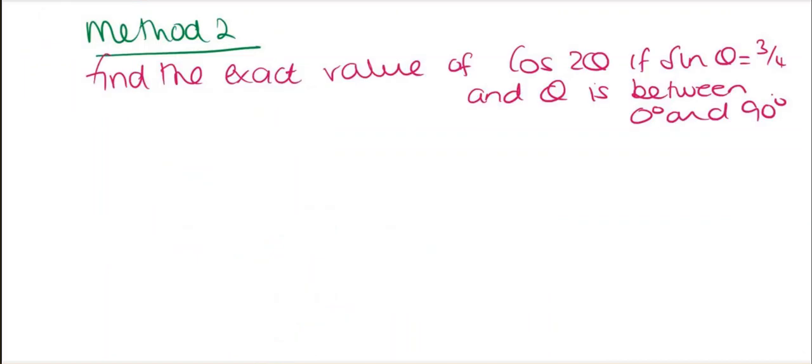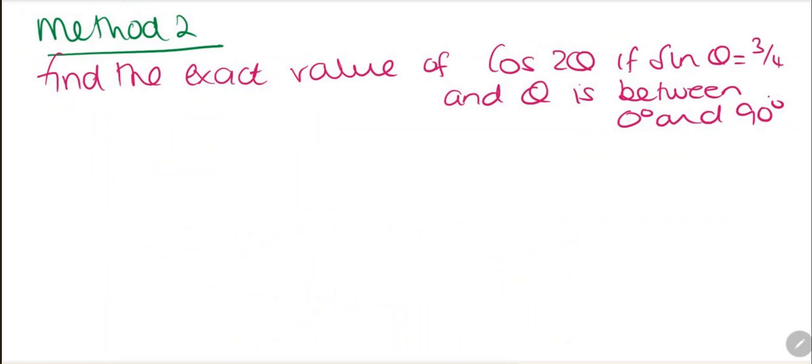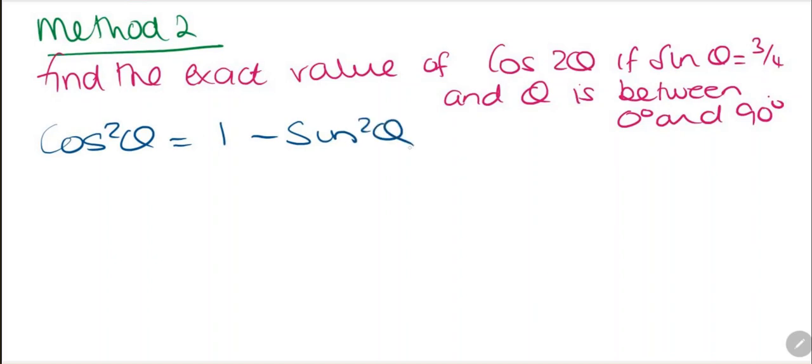Okay, so we're going to look at the same question, but method 2. So this method, we are going to use the identity. So we need to find cosine squared, so we're going to find cosine first. To find cosine squared theta, this is equal to 1 minus sine squared theta using the Pythagorean identity. So I'm going to substitute in the value I know. So sine is 3/4 and I need to square this.